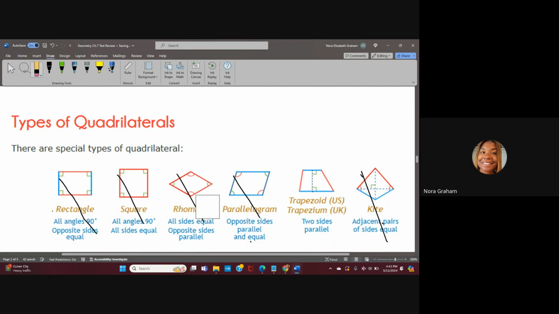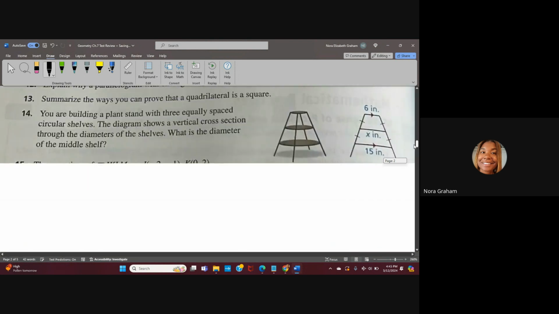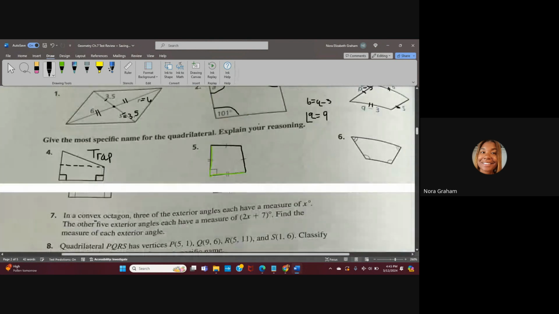It's not going to be a square. It's not going to be a rhombus. It's not going to be a parallelogram because for a parallelogram my opposite sides are congruent. Not going to be a trapezoid because I have 2 right angles right here. It's going to be a kite. All right. So that one's going to be a kite. So this one's a kite.